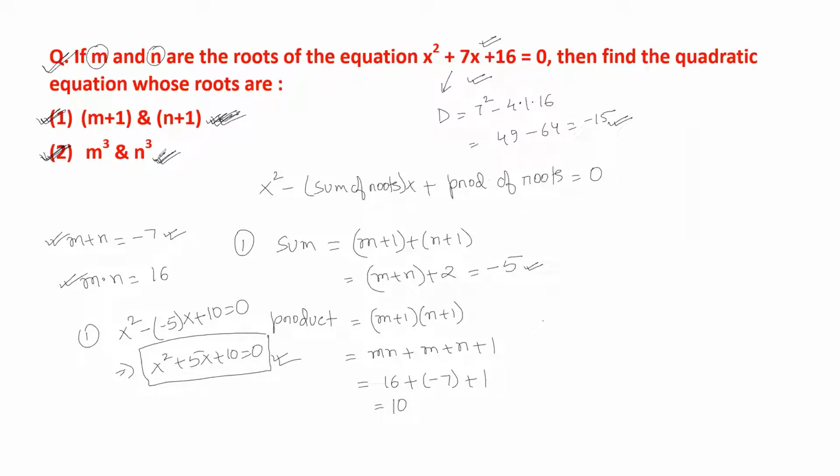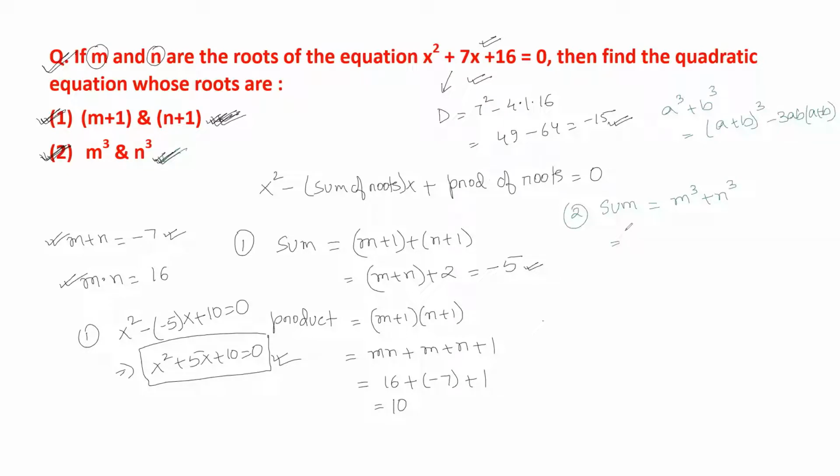In a similar way, for the second one, the roots are m cube and n cube. So the quadratic equation whose roots are m cube and n cube, in that case, the sum of the roots can be written as m cube plus n cube. And we know that the formula for a cube plus b cube is given by (a plus b) whole cube minus 3ab into (a plus b). So let us try to use this formula here.